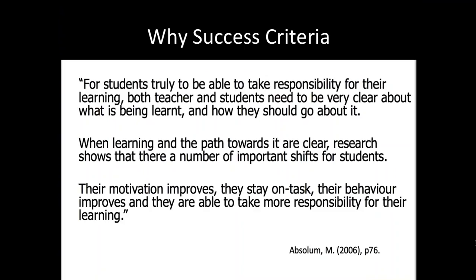A couple of quotes from Mitch Albelson and his work around teacher clarity. I'm going to leave these up for just a minute. You see them in your working handout. But for students to take responsibility for their learning, see in that first quote, both the teacher and the students have to be clear about what is being learned and how they should go about it. Great couple of video clips, some of you have seen if you've been with me, from Rachel Schlechter and Sally Green around the importance for us to work on these, especially at the secondary level, but at all levels, to help students take more responsibility of their learning.